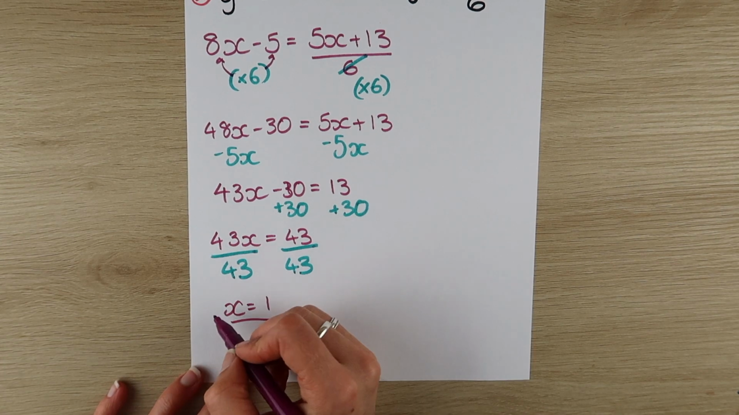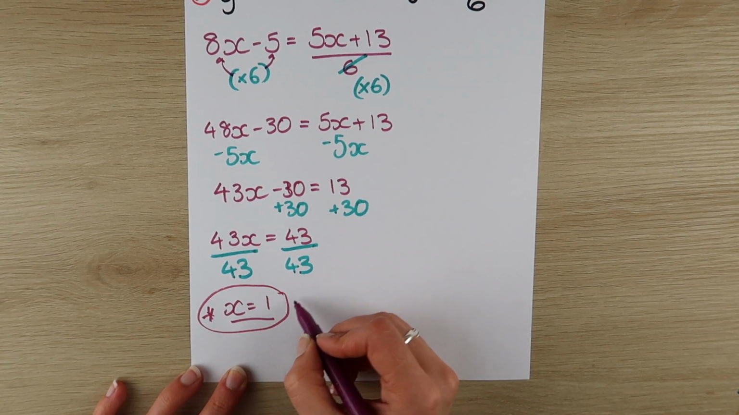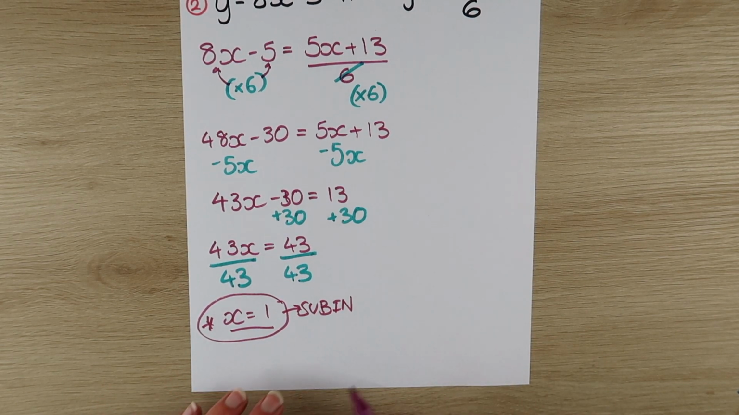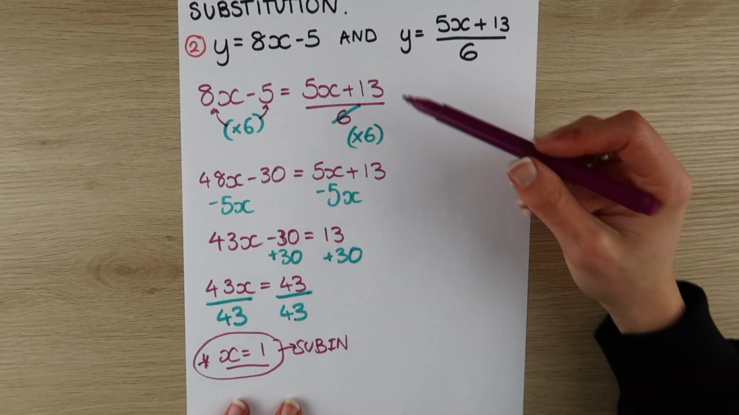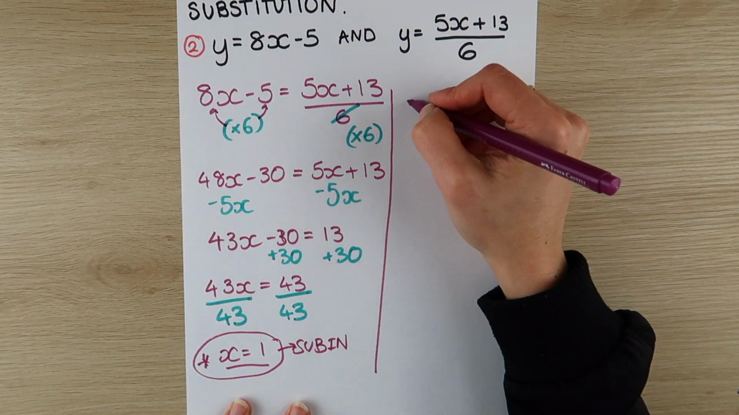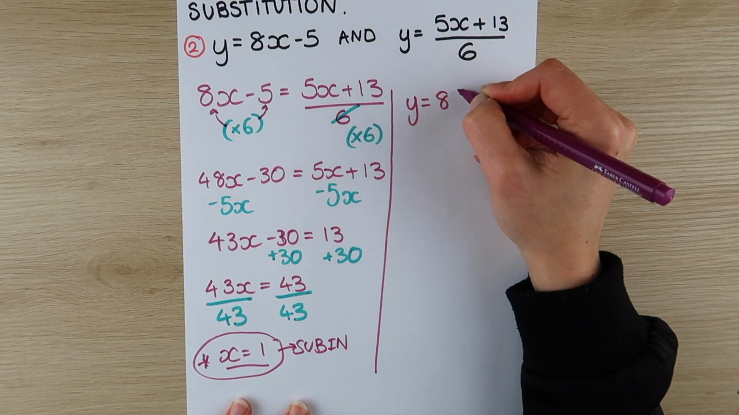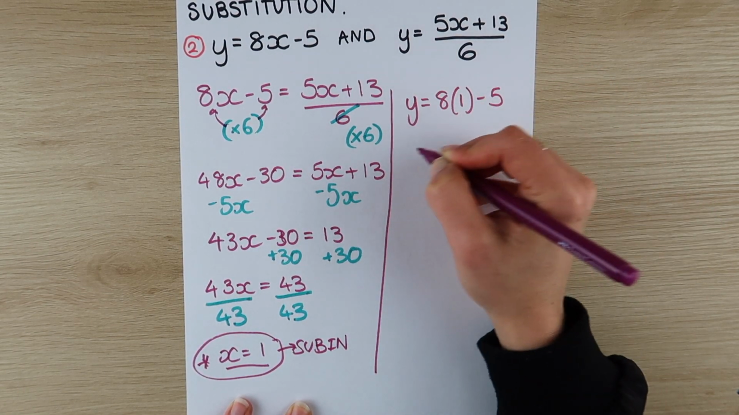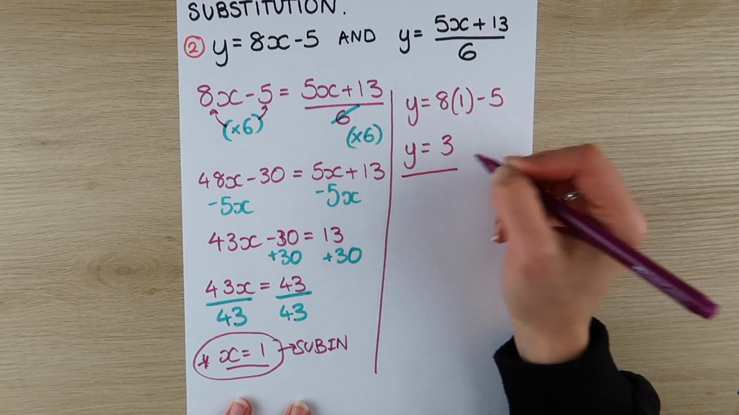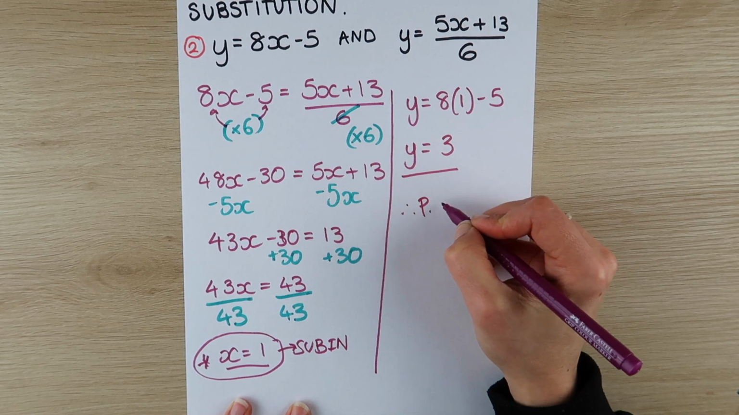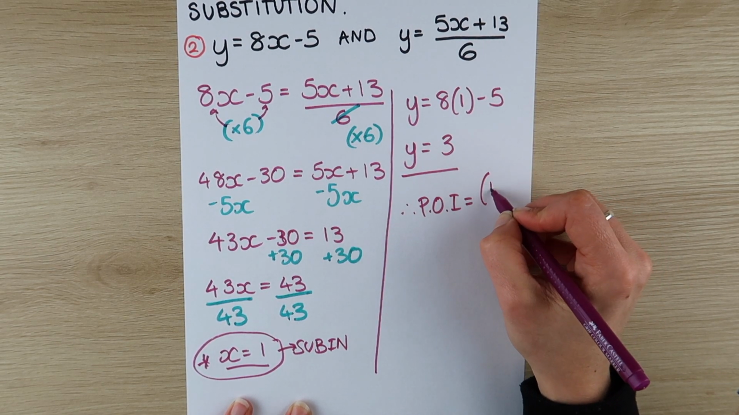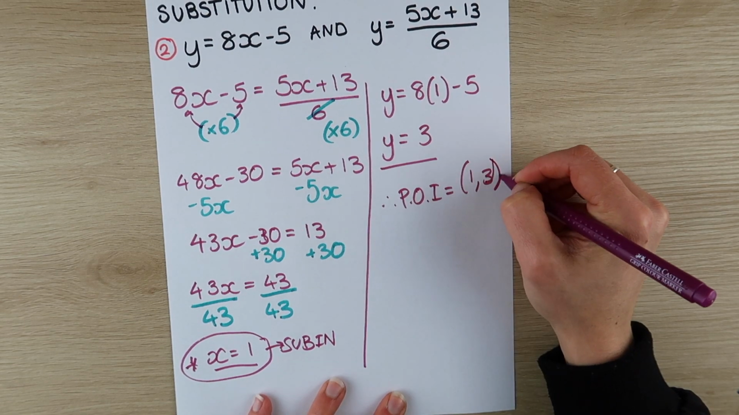Now you will recall at this point, I must sub in to one of my original equations. Now in this case, it might be easier to sub into the first one. So y is equal to 8 times 1 minus 5. So y is equal to 8 minus 5, which is 3. Therefore, my point of intersection is 1, 3.